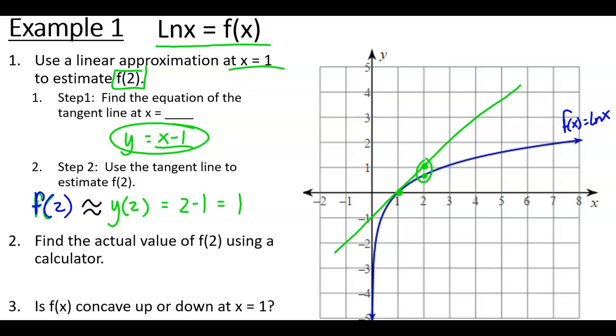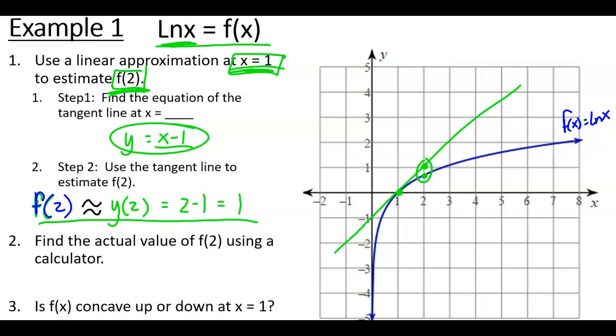Okay? So that's the purpose of this. I picked a point which was really close to the one that I wanted. But the point that I picked was one that I know I can just plug in and get an answer for, because I know what ln of 1 is. Once I have that, I can create a tangent line, which I can use to estimate the value of the function at that point.